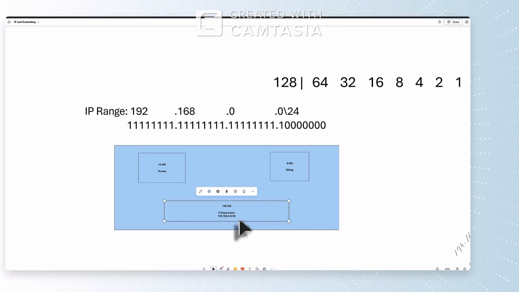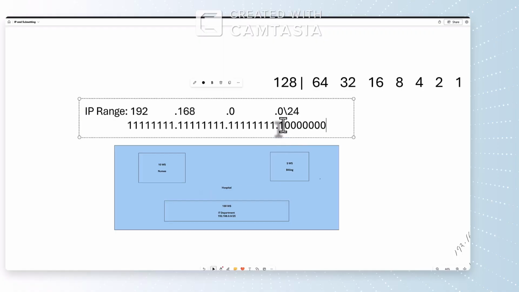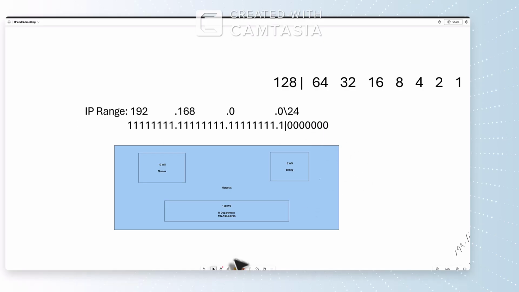In order to find out how many available addresses this gives us, we will count the amount of bits to the right of our line. So put our line here. 1, 2, 3, 4, 5, 6, 7. And the equation that you're going to use in this scenario is just going to be 2 to the power of the number of bits. So in this case, 7, which will equal 128. And now we know based off of that what our range is going to be.